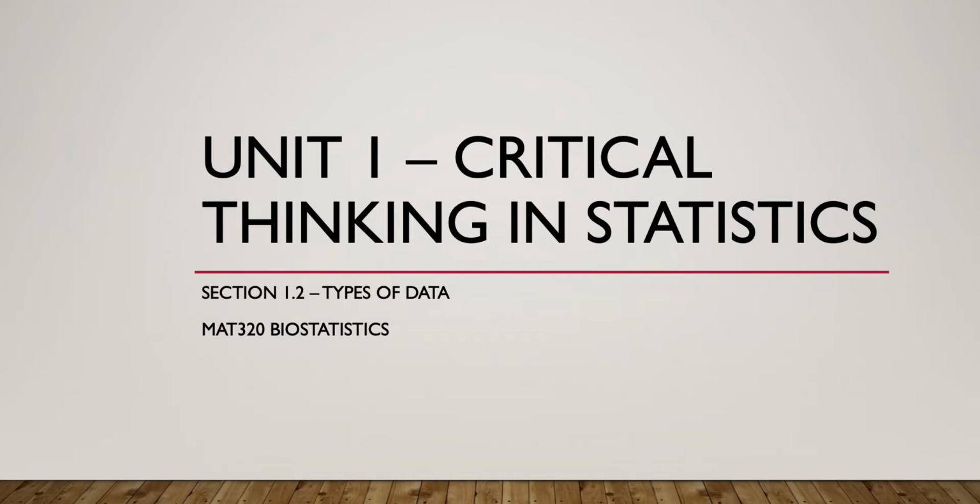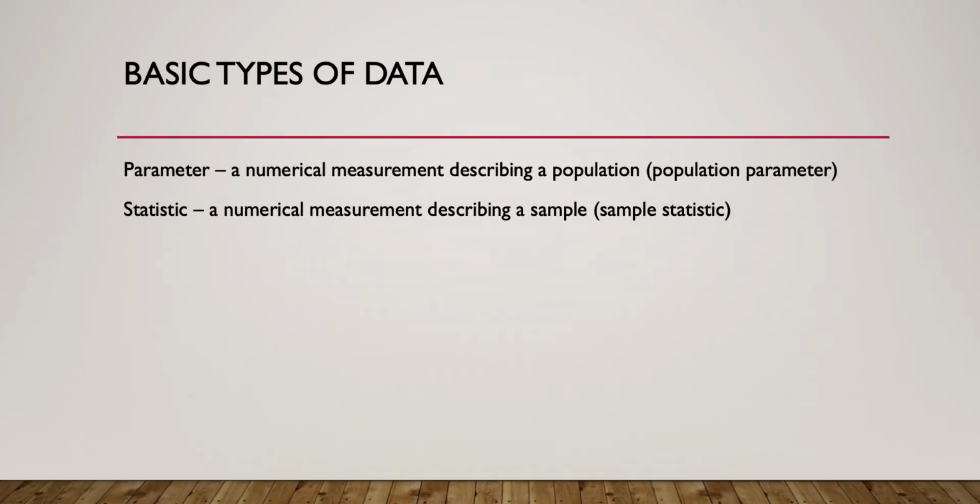Types of data. So we have some basic types of data being a parameter or a statistic. A parameter is a numerical measurement describing a population, and a statistic is a numerical measurement describing a sample.